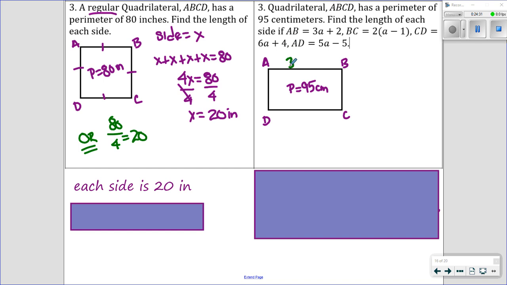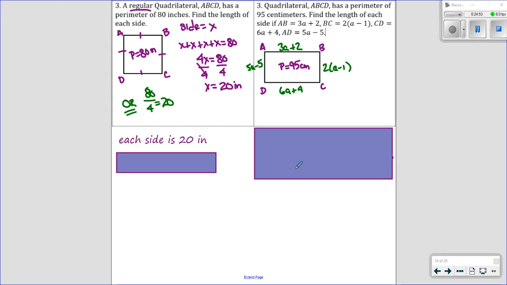AB is 3a plus 2. BC is 2 times a minus 1. CD is 6a plus 4. And then AD is 5a minus 5. Alright, so now I'm going to have to do it here. So I have 5a minus 5 plus 3a plus 2 plus 6a plus 4 plus 2 times a minus 1 equals 95.